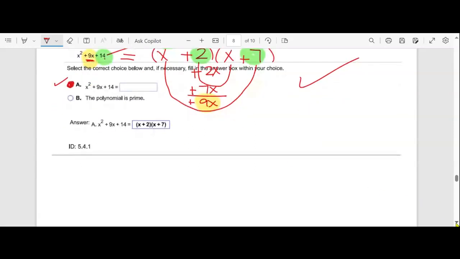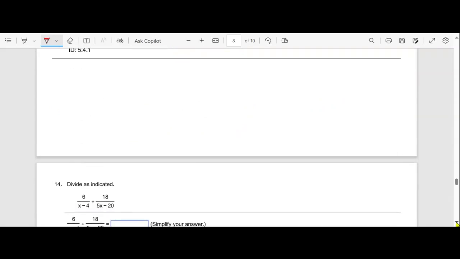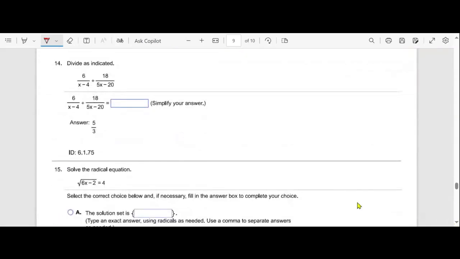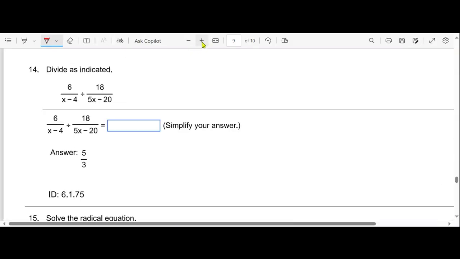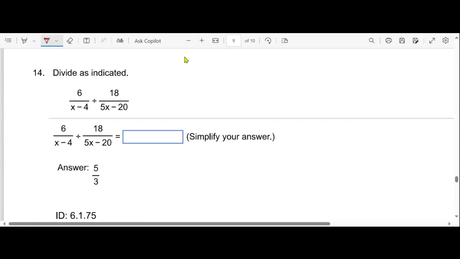All right, let's go to the next one. Yalla, who's going to read the next one? Muhammad. Okay. Number 14, divide as indicated: 6 over x minus 4 divided by 18 over 5x minus 20. So what are we going to do now? Since it's a divide, we need to change the divide to a multiplication by flipping the second fraction, so 5x minus 20 over 18.